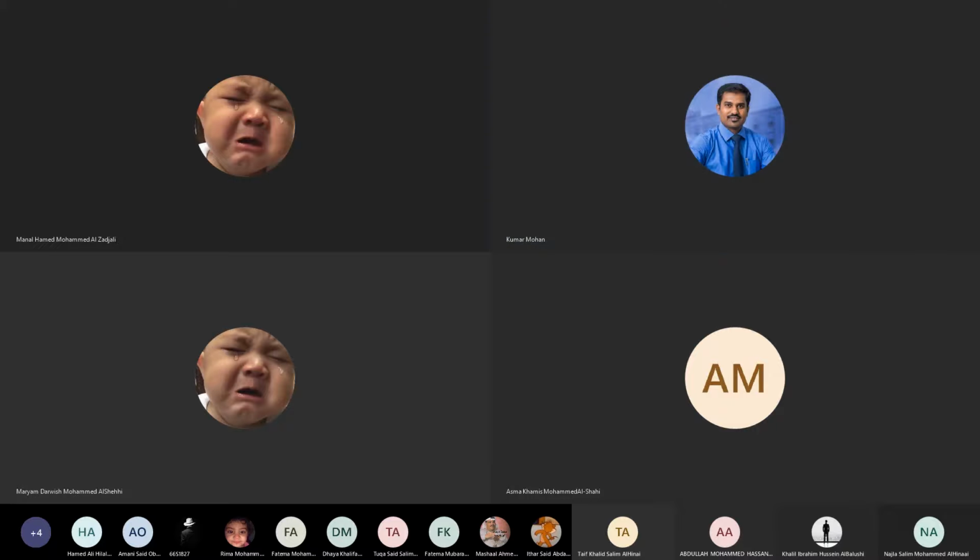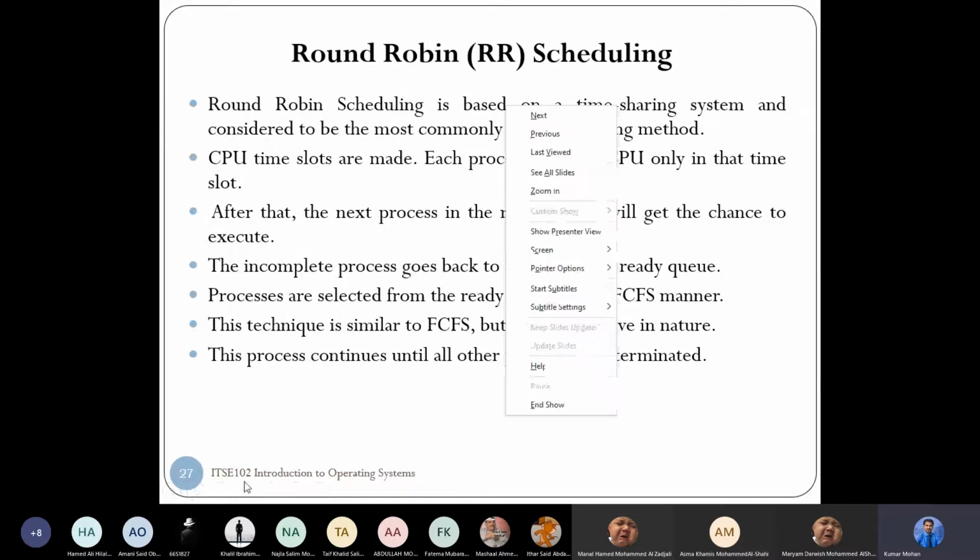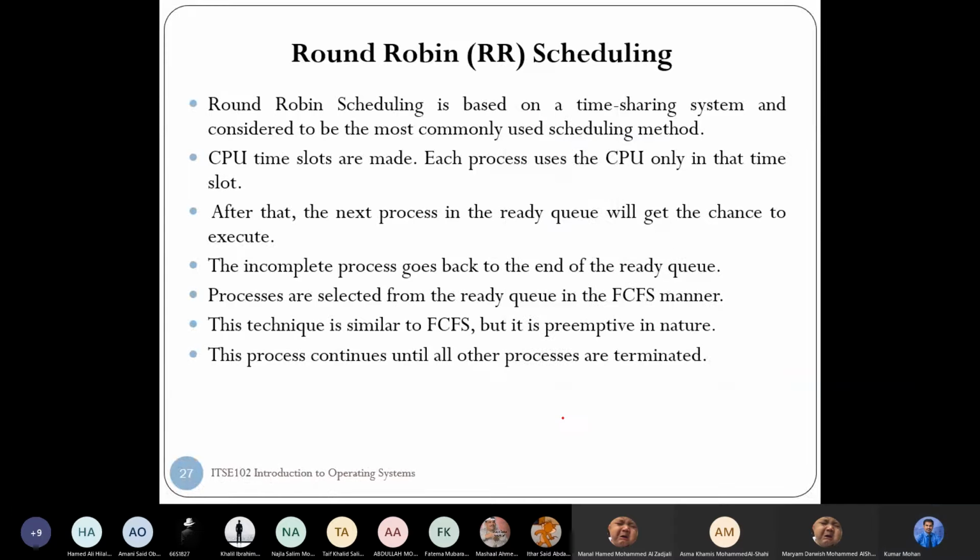Now, what is round robin? The name implies it. You know, there is some game like this, whether you played in school or not. I will show you. Mostly the students stand in a circle and the ball will be at the center.